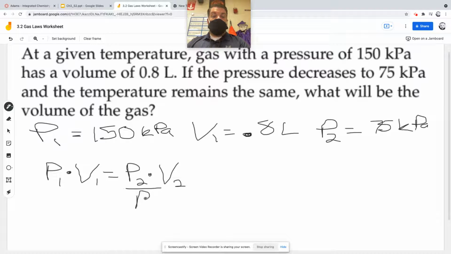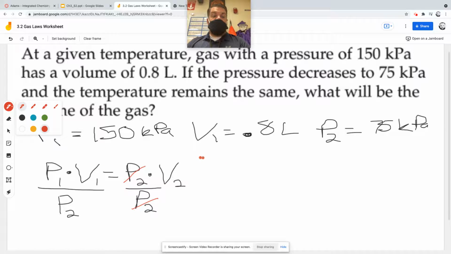So P sub 2 is being multiplied by V sub 2, right? So if I want to move the P sub 2 away, I do the opposite of multiply, which is divide. So I'm going to divide by P sub 2 on one side, and whatever I do on one side of the equation, I have to do on the other. And then these will cancel.